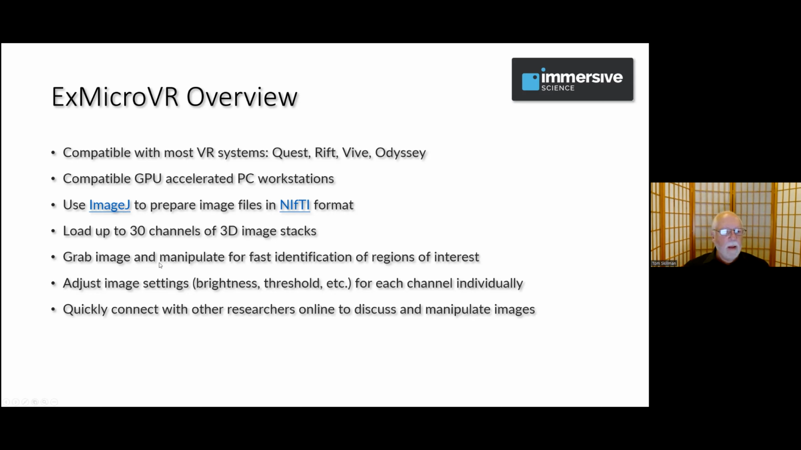Once you're in the space, you can grab the image and manipulate it. You can turn it, look at it. I'll be showing this. You can adjust each channel separately, and it helps you quickly identify regions of interest. It's not designed as an analytic tool. If you want to do detailed measurements, you would typically fall back to ImageJ or something like that. But what this really excels at is getting the overview of your image, identification of regions of interest, and the ability to focus in on those.